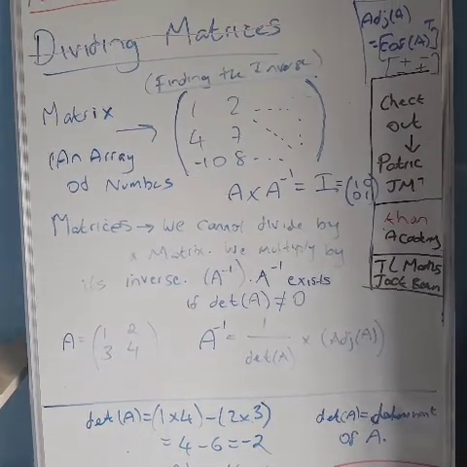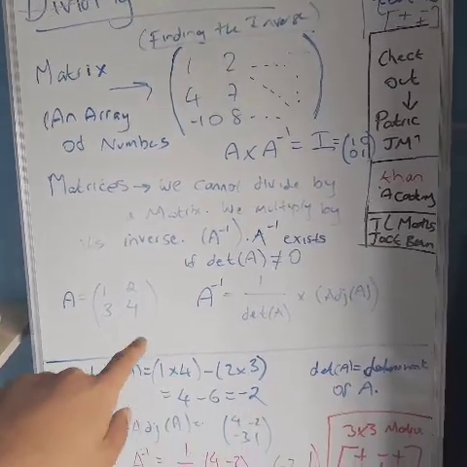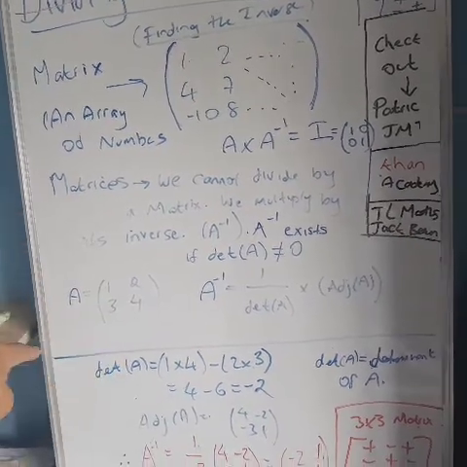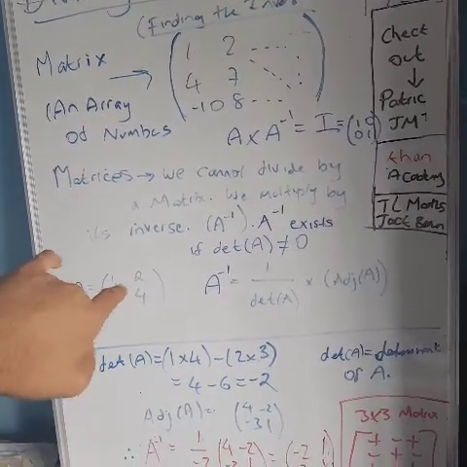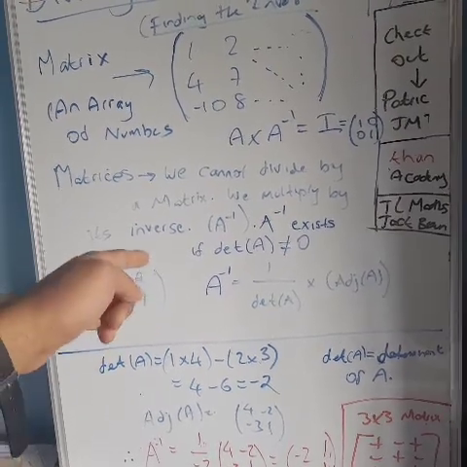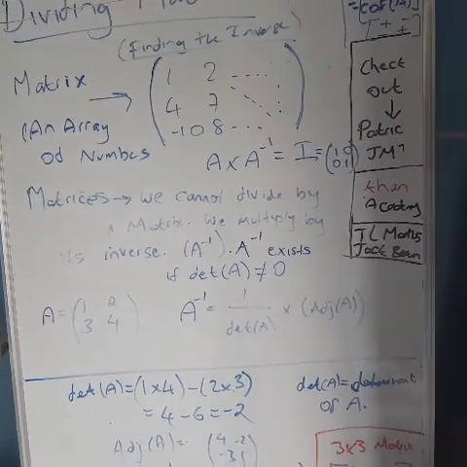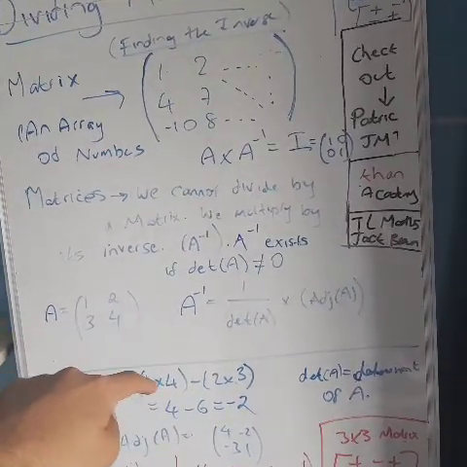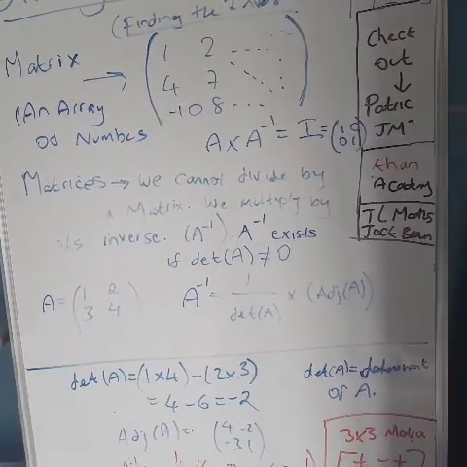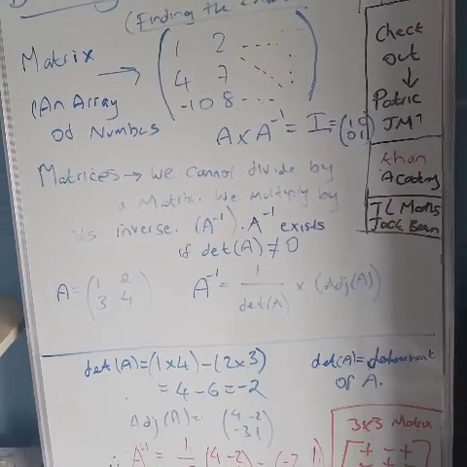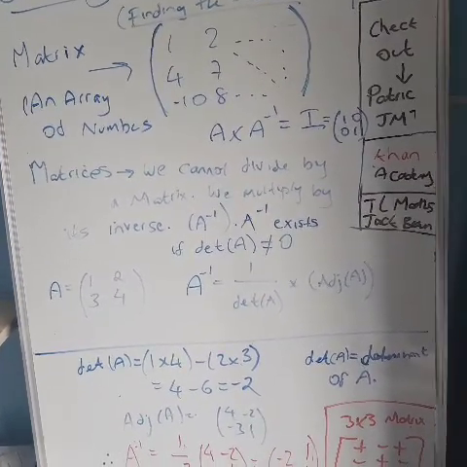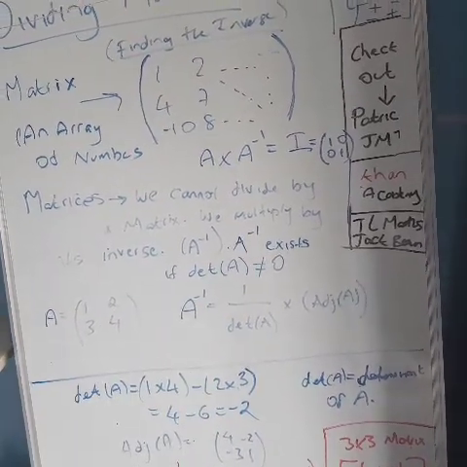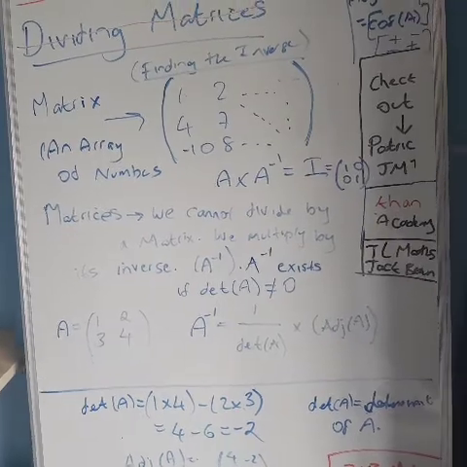For a 2 by 2, guys, to work out the determinant, I'll just do 1 times 4, so it's the diagonal: 1 times 4 minus 2 times 3. So it's these two times together minus these two times together. That's 4 minus 6, which is minus 2. So the determinant of A is negative 2, and that part is quite nice and easy and simple to work out.